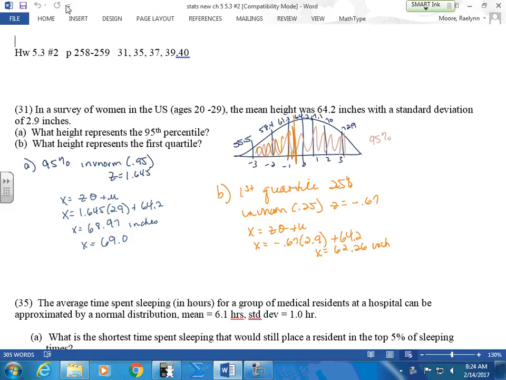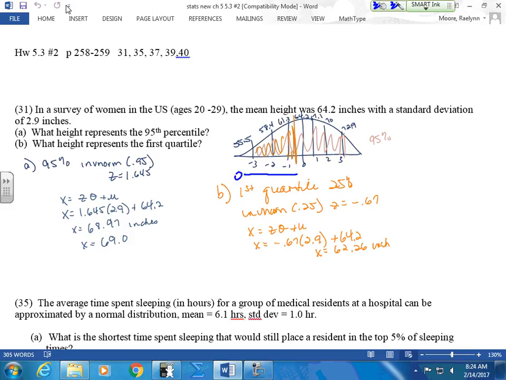Better? Okay. So in a survey of women ages 20 to 29, their mean height and their standard deviation is given to us. It probably does say it's normally distributed, otherwise we wouldn't be able to use it. I probably just didn't write that part. So those two pieces of information are critical. Pull those two pieces out. What height represents the 95th percentile? That means you're taller than 95% of the people.